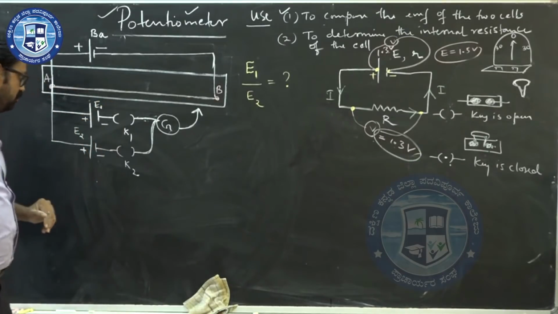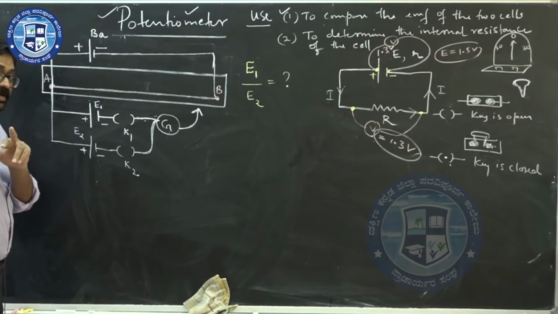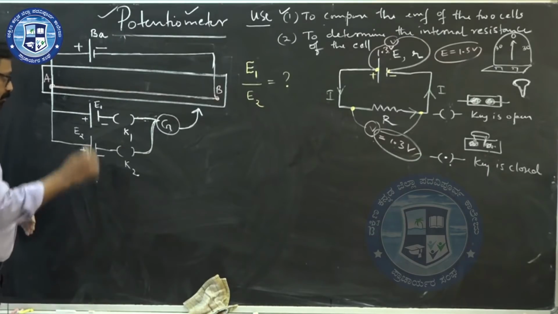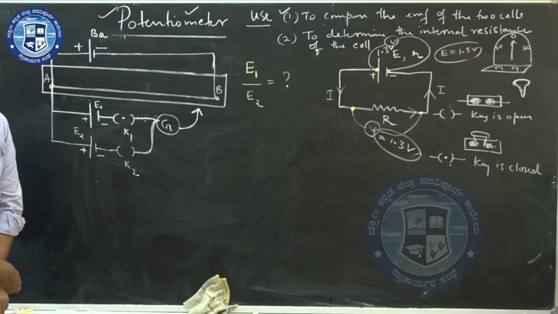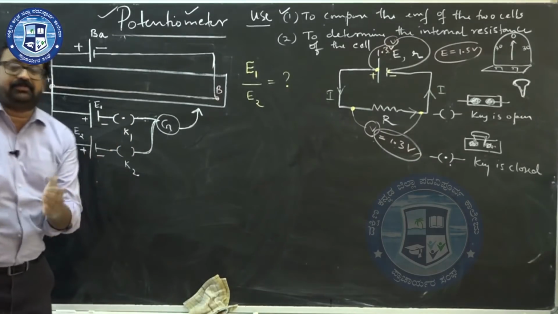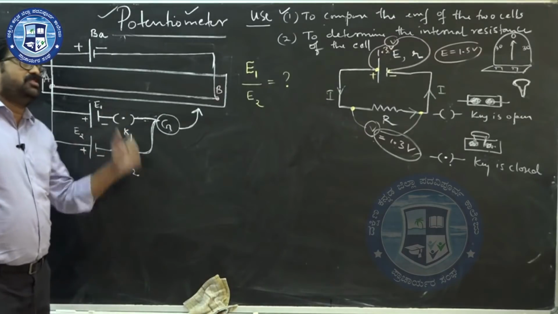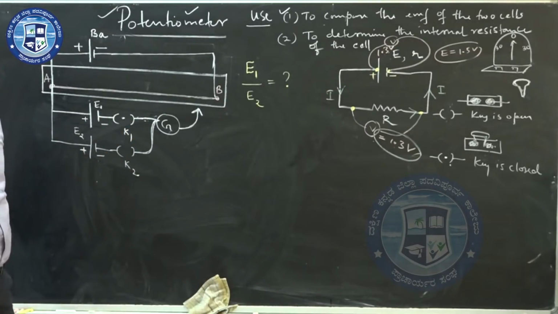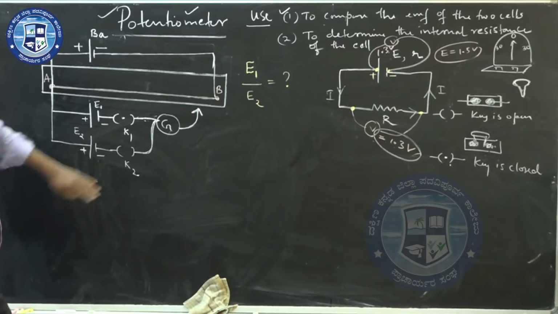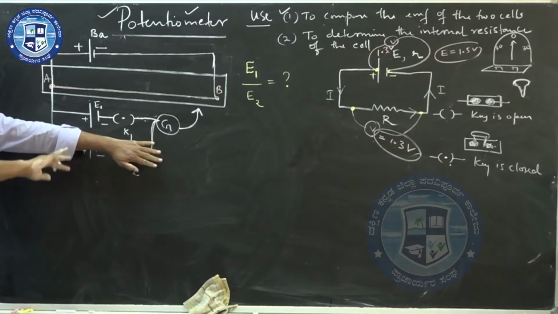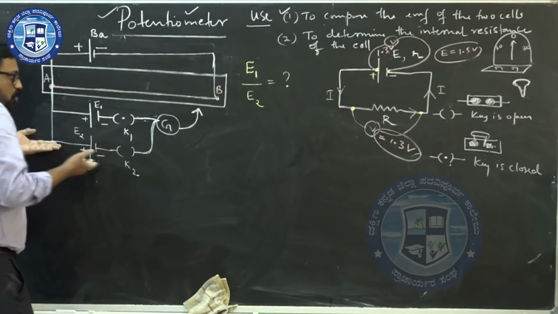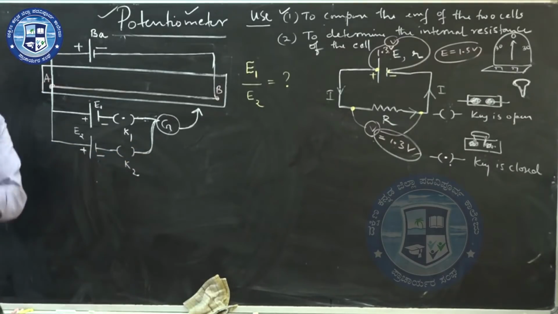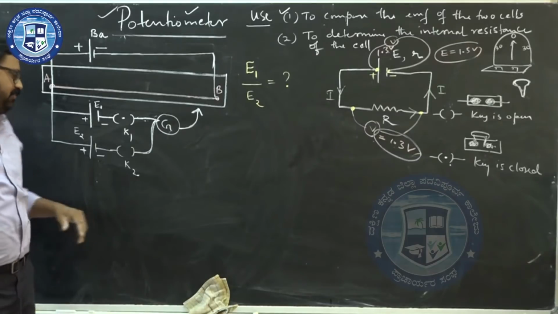What you need to do is use one cell at a time in the experiment. First we will close the key K1, K2 is open. When you close key K1 and K2 is open, it is as good as saying that this part is not included in the circuit at all, yes or no? Because when K2 is open, this is an open circuit, better to remove that. We'll do it later, okay fine.